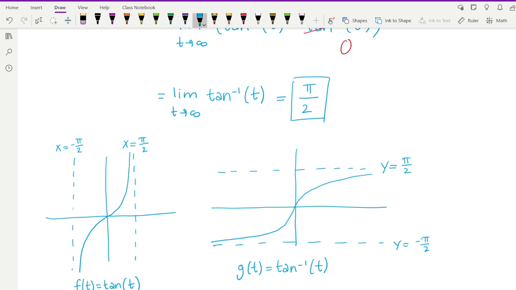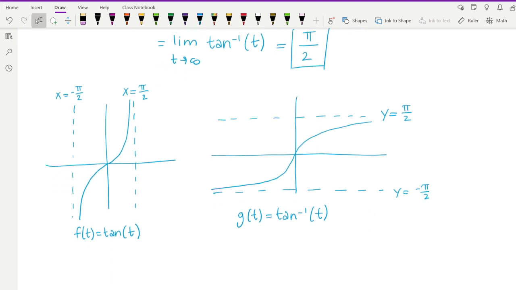So I do think that this is an example that comes up fairly often, so I think this is a good limit to be aware of. And again, it's not like you have to memorize it. It's just being familiar with the general shapes of the graphs of tangent and then inverse tangent.